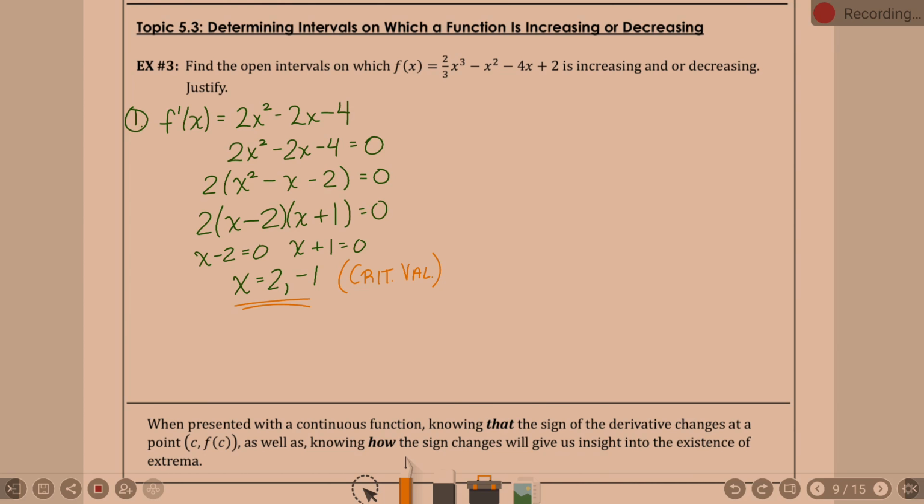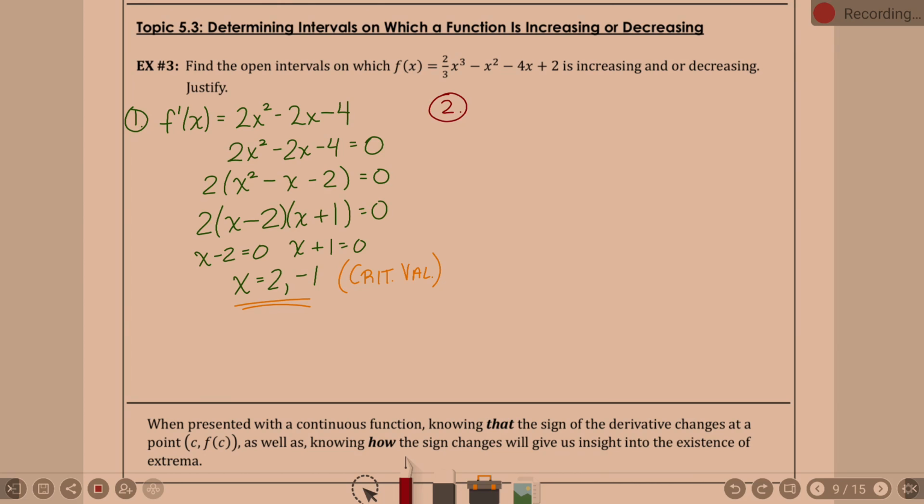Now, we were not just asked to find critical values, though. We want to know, where's my graph increasing and decreasing? So these critical values are most likely mins and maxes. Probably one of each, right? That would make sense here.